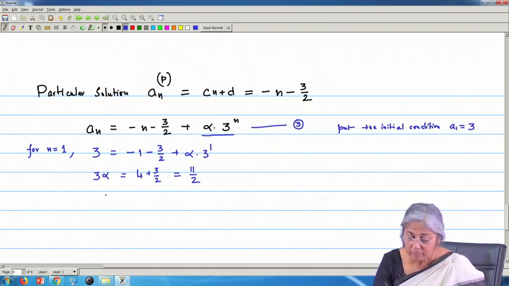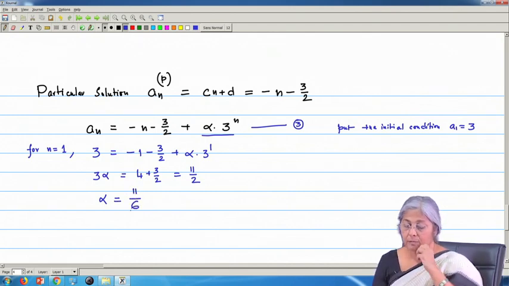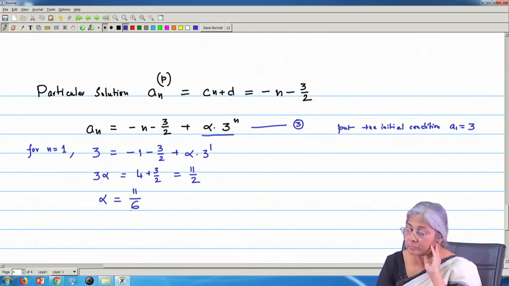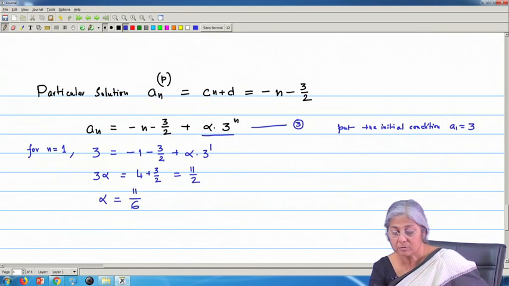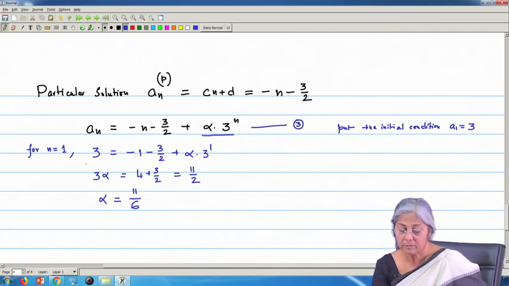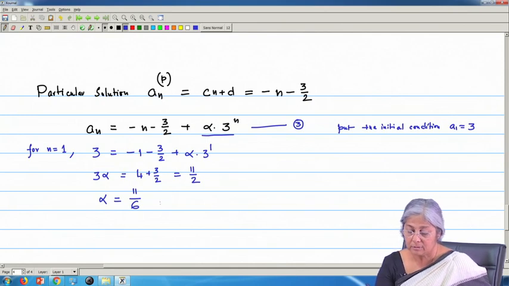So, I have alpha equal to 11 by 6. If I put a1 equal to 3, this is 3, this is minus 1 minus 3 by 2 plus alpha 3 to the power 1. So, alpha 3 to the power 1 is 4 plus 3 by 2, I think it is 11 by 6.